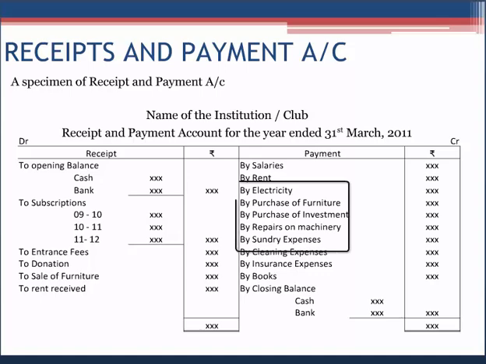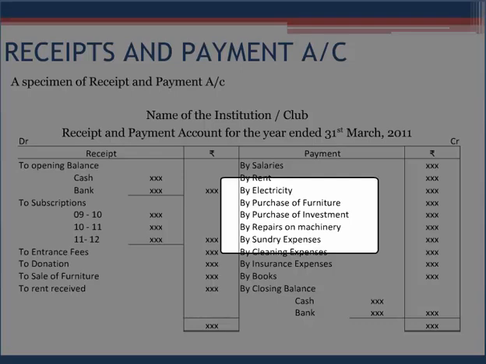Similarly, if you go to the payments, check this portion again. We have electricity, purchase of furniture, repairs, purchase of investments, sundry expenses. Now, electricity is a revenue expenditure paid every month, every year, every quarter. Purchase of furniture is not a revenue payment. It's a capital expenditure. Purchase of investment is a capital expenditure. Repairs of machinery is a revenue expenditure. What I mean to say is, it records all payments irrespective of their nature. Do you understand this, guys?